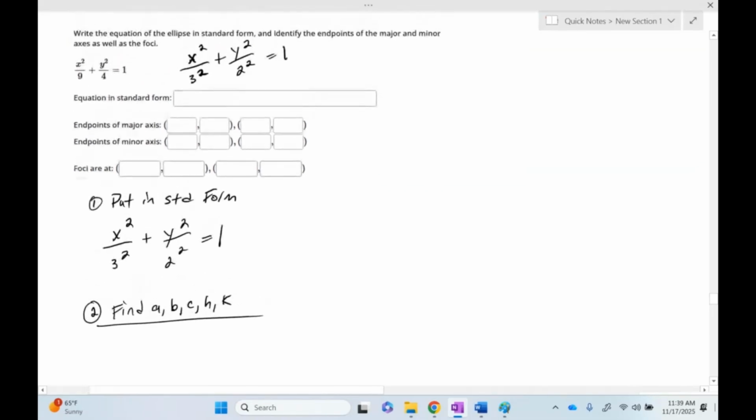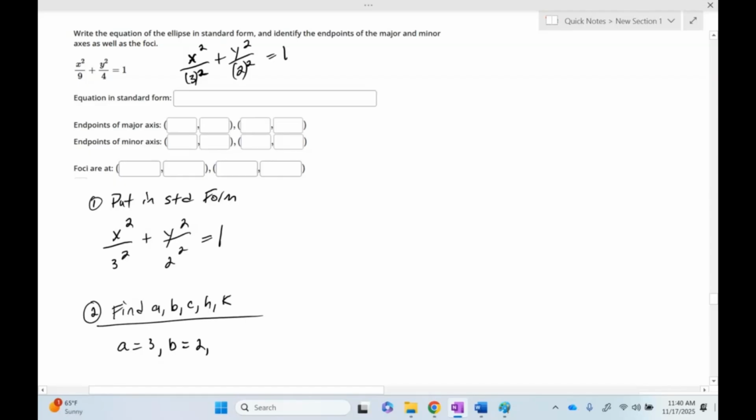So what is A? Well, remember from our model form, it's x squared over a squared. So A is actually 3. Is everybody okay with A being 3? B is going to be what? 2. And I'm pulling that from the denominators.